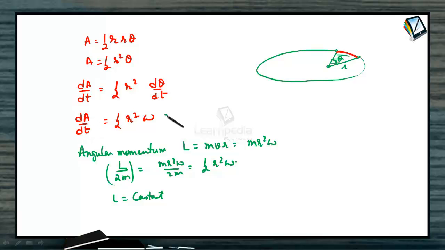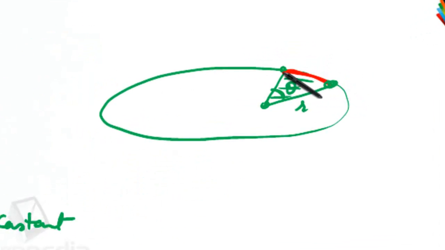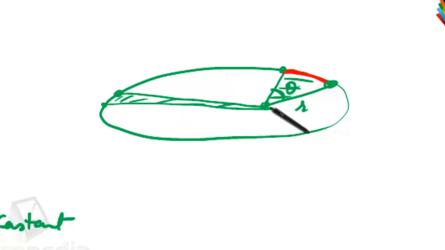dA by dt can also be written as L by 2m. And this is constant, since L is constant. So equal areas are covered in equal intervals of time by the planet. If it is at this position, it may cover this much, but equal areas are swept in equal intervals of time. This is called Kepler's second law, which says that when a planet is revolving in an elliptical orbit around the sun, equal areas are covered in equal intervals of time. A line drawn from the sun to the planet sweeps out equal areas in equal intervals of time.